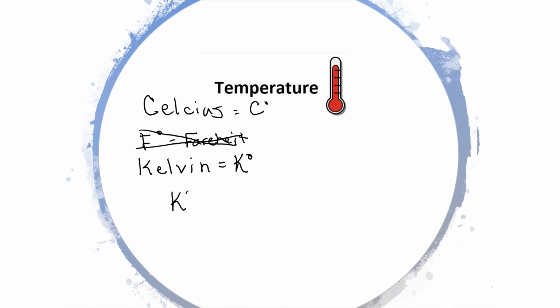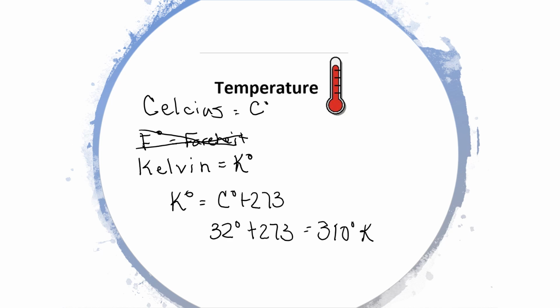Kelvin equals the Celsius plus 273. So if you had a Celsius reading of 32 degrees plus 273, that would be 310 degrees Kelvin. So the one that we will use in our gas laws is Kelvin. So anytime something's given to you in Celsius, you add 273 to it.